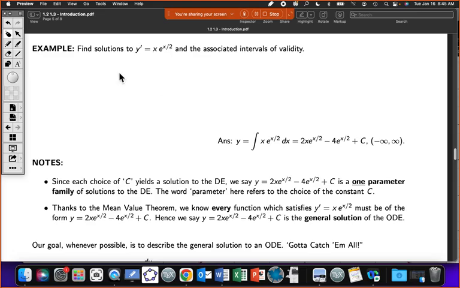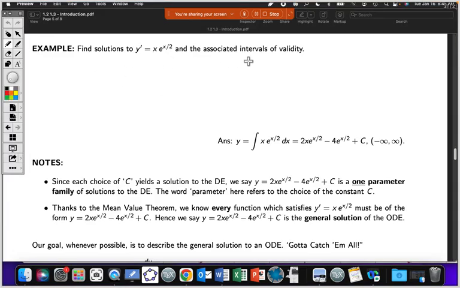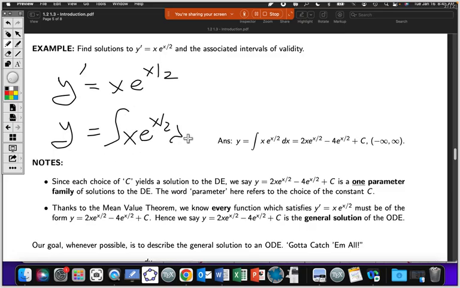Example: find solutions to y prime equals x e to the x over 2 and the associated intervals of validity. This is just a review of integration. To undo this derivative, we would integrate. I'll leave you to do that. This would be a good one for tabular integration, which is going to come in handy. When we get to it, I've got a little refresher built in for you on that.